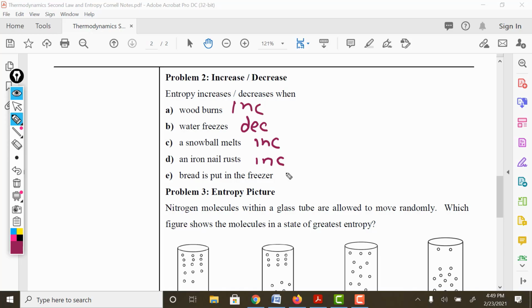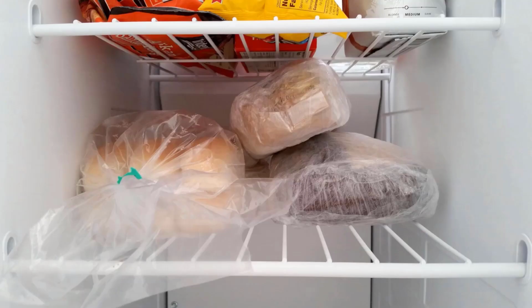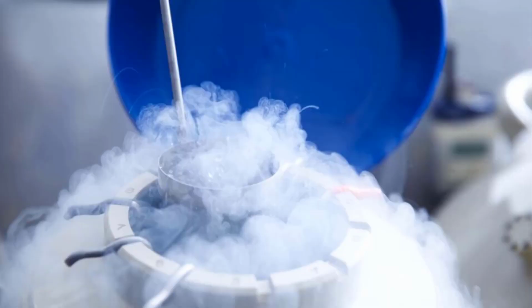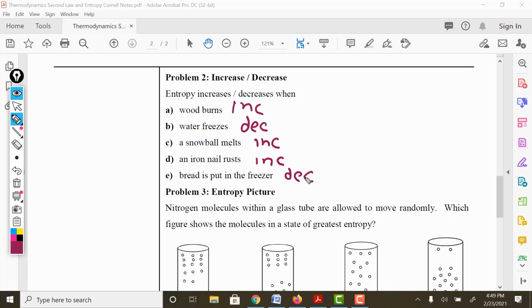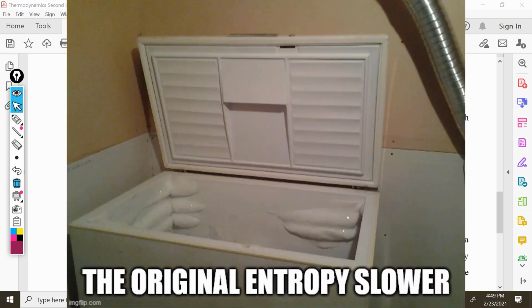And bread is put in the freezer. We're stopping the decay process, right? This is the idea behind cryogenics. You might want to look into cryogenics, right? The idea of putting somebody into a freezer, or freezing something, right? Freezing cancer cells so they stop their progress. The idea of freezing specimens or animals, right? Or in this case, the idea of freezing bread to make it last longer. That's what a freezer is really for. It's for decreasing entropy. So you could rename the freezer entropy decreaser.